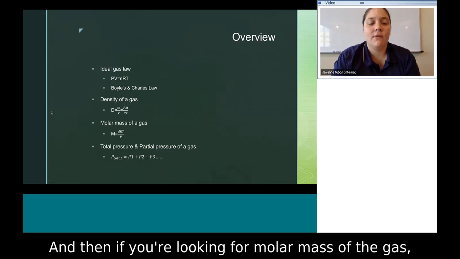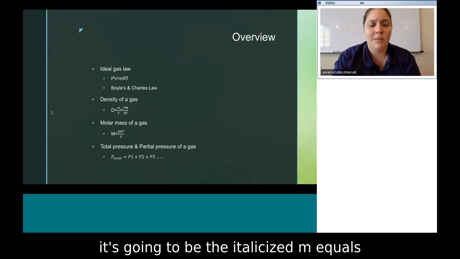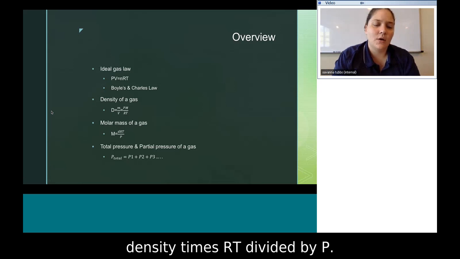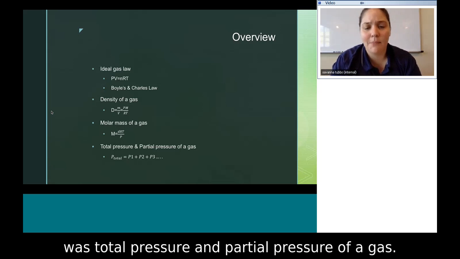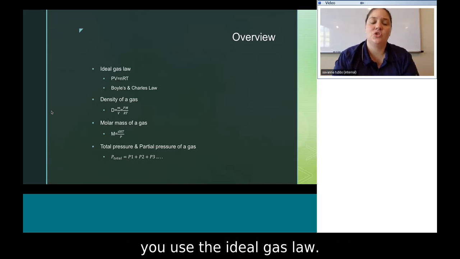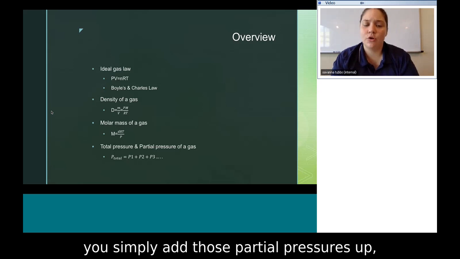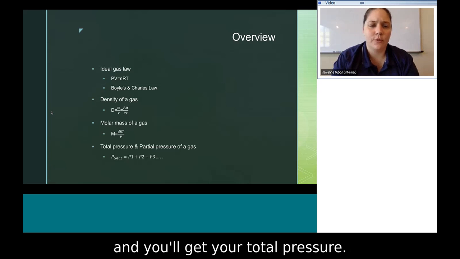That's going to be the density of a gas. And then if you're looking for molar mass of a gas, it's going to be the italicized M equals density times RT divided by P. And then finally, the last topic we covered was total pressure and partial pressure of a gas. So to find the partial pressure of a gas, you use the ideal gas law. And then to find the total pressure, you simply add those partial pressures up, and you'll get your total pressure.